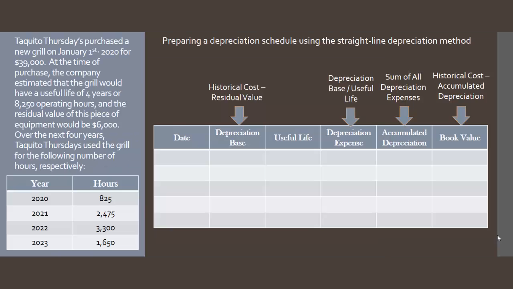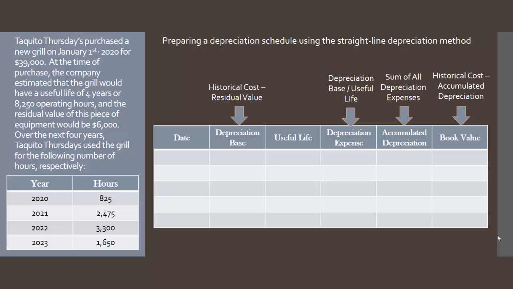And the first problem we have, Taquito Thursdays, purchased a new grill on January 1st, 2020 for $39,000. At the time of purchase, the company estimated the grill would have a useful life of 4 years or 8,250 operating hours, which one we use for useful life is going to depend on what method of depreciation we use. They also estimated that this grill would have a residual value of $6,000, so we're going to sell it for that at the end of its life.